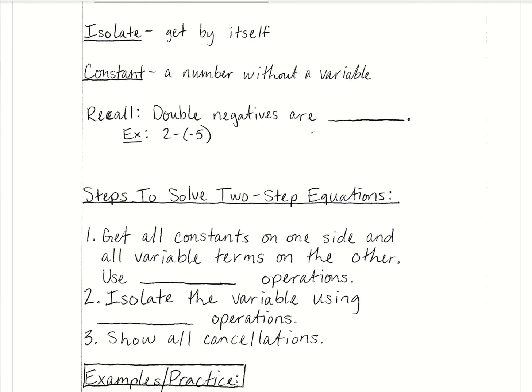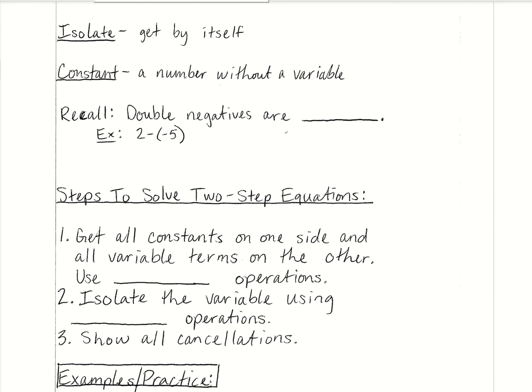And a constant is a number that does not have a variable. For example, that 3 is not a constant. If I had 3x minus 4, that negative 4 is a constant. And remember, that minus sign goes with the 4, so it's a negative 4. That negative 4 is a constant because it is not attached to a variable like that is.